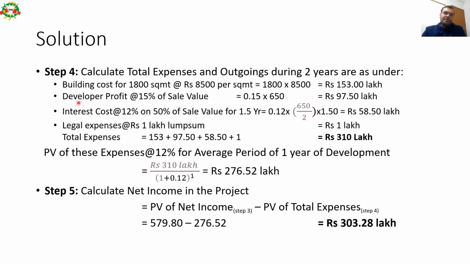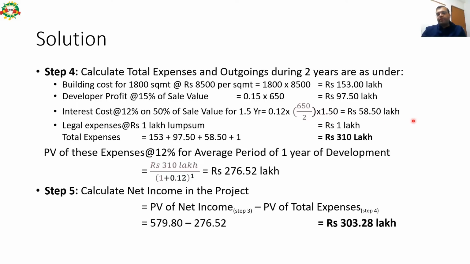Then developer profit is given as 15% of the sale value in the question. Since sales value is 650 lakh rupees as calculated in the previous slide, 15% of 650 is 97.50. This is builder profit. Interest cost is 12% on 50% of sale value for 1.5 years. It is also given in the question. So 12% of 50% of gross receipt, 650 by 2, and 1.5 years is the loan repayment period.